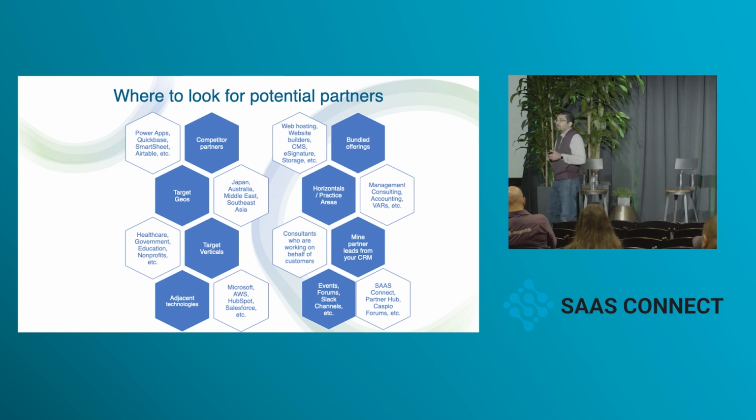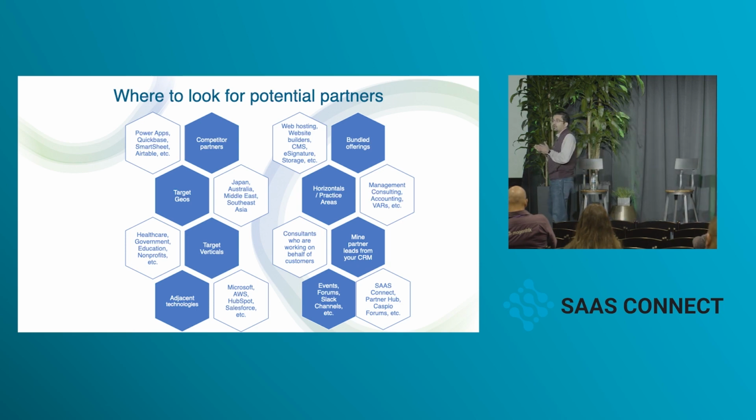I also mentioned target verticals. This is somewhere where you're looking for an overlap, so we cater to healthcare, government, education, nonprofits, et cetera. And if there are solutions partners that are already working in this space, it makes them more valuable to us, right? Another thing is adjacent technologies.